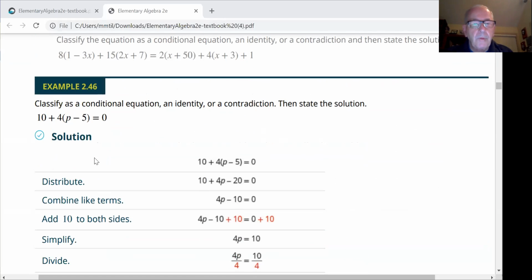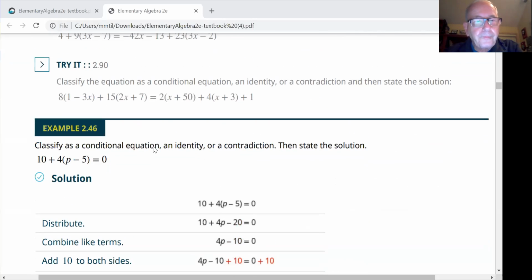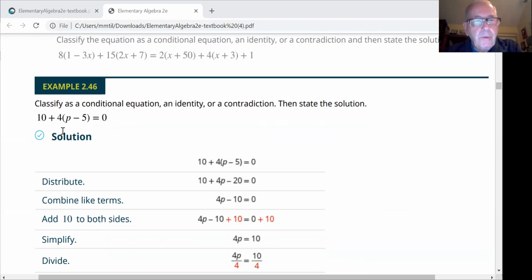Okay, here's another one. We'll just follow it. Classify this as a contradiction, identity, or conditional. 10 plus 4 times p minus 5. So the first thing we'll do is distribute. 10 plus 4p minus 20. Combine like terms. You've got the 10 and the negative 20. So it's 4p minus 10 is equal to 0.